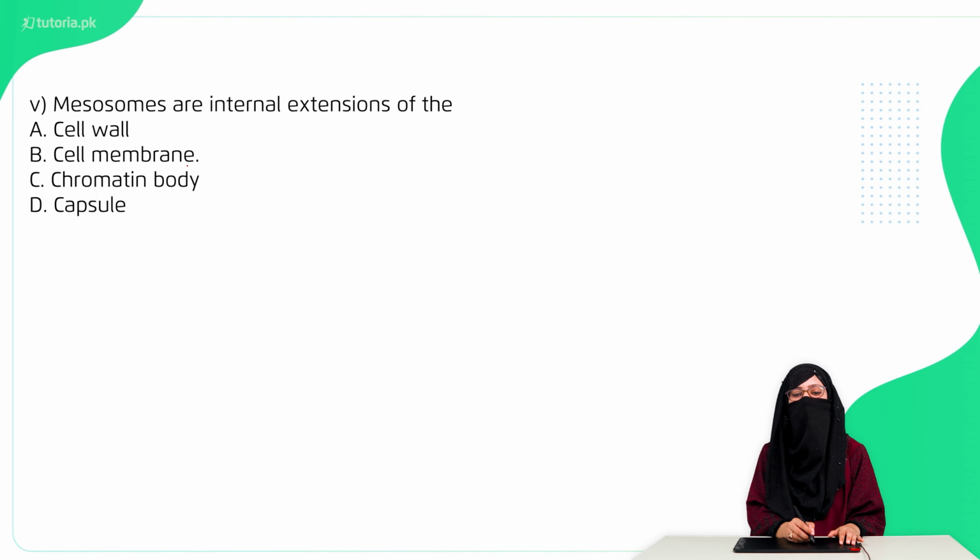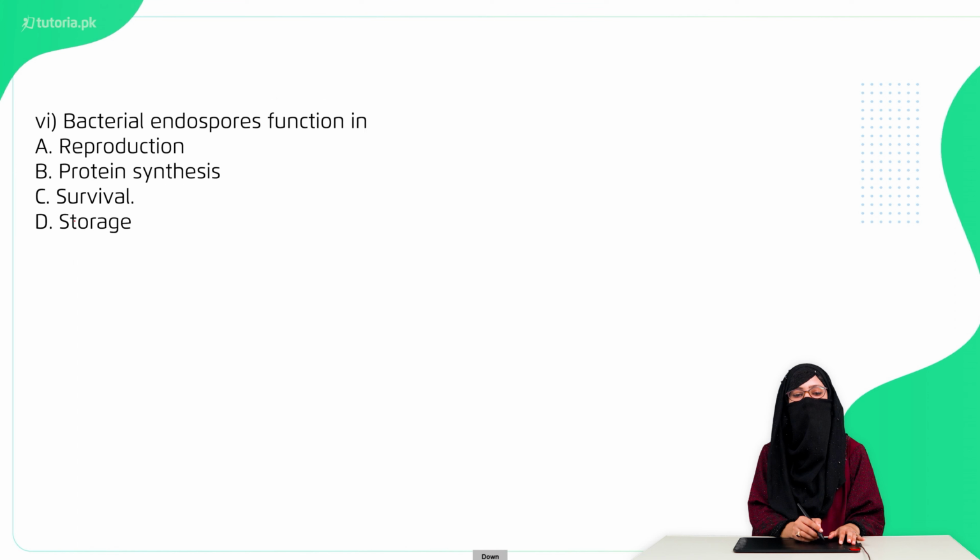Fifth, mesosomes are internal extensions of the option A, cell wall. Option B, cell membrane. Option C, chromatin body. Option D, capsule. The right option is option B, cell membrane.